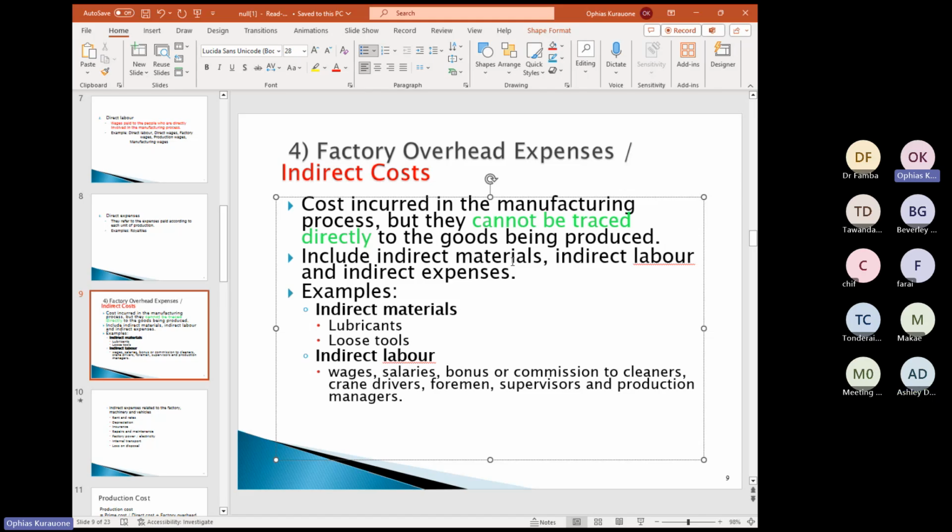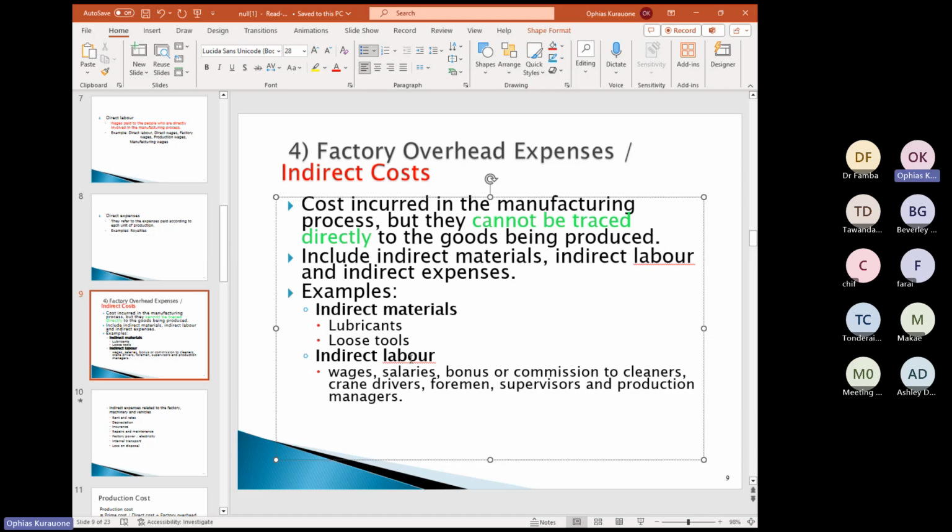They include indirect materials, indirect labor, and indirect expenses. Examples of indirect materials are lubricants and loose tools. Lubricants, maybe for oiling, or for making the screws fit easily, or even, if it is a motor vehicle, to make sure that there is reduced friction.